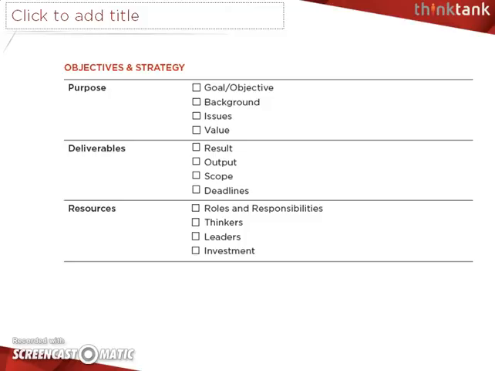Third area we're looking for is the resource discussion. First of all, normally we look for a description of roles and responsibilities. So what type of people with what competences are needed to produce the best outcome possible.